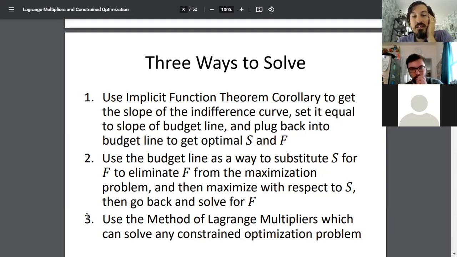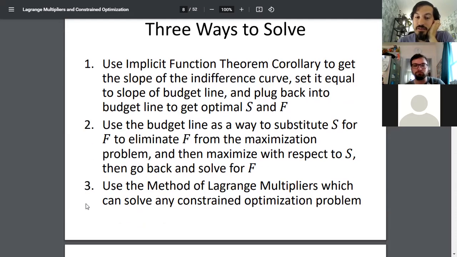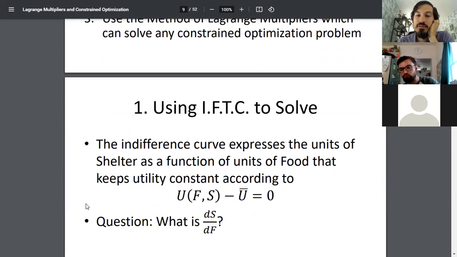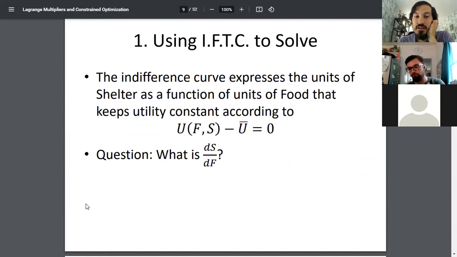Let's look at all 3 of these if we have time, if you don't mind. I think I'm going to do the first one first. That's why I numbered them this way, right? How would you use the implicit function theorem corollary to solve this problem? I'm expressing this to you in terms of a question you could help me answer.